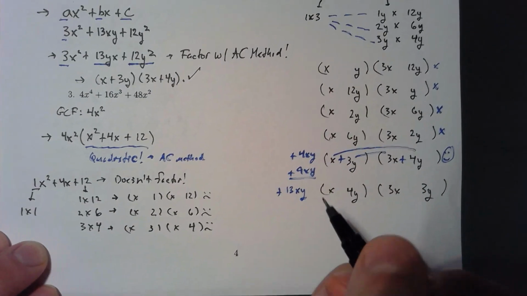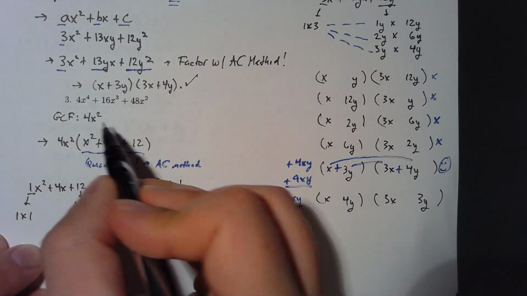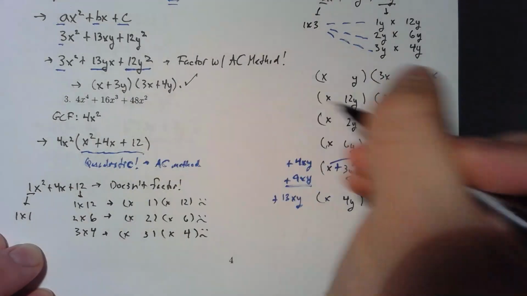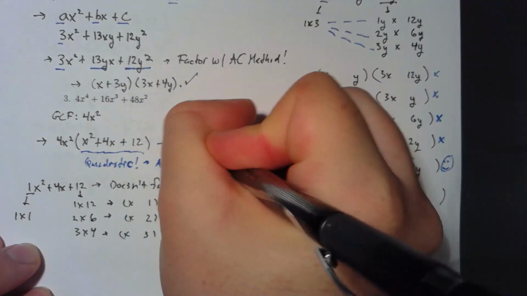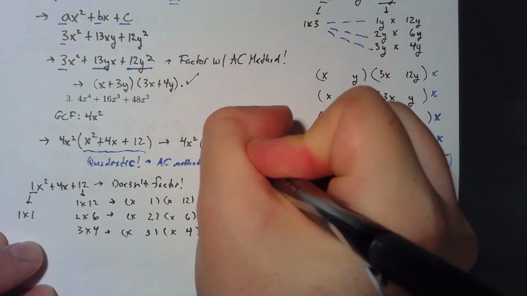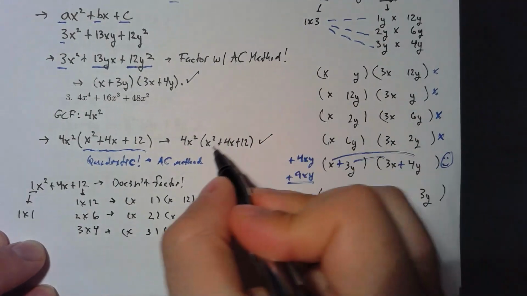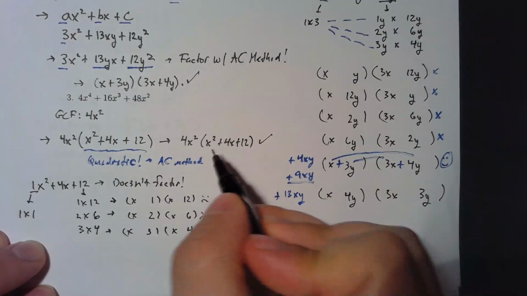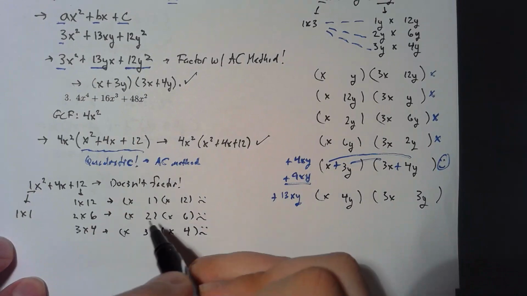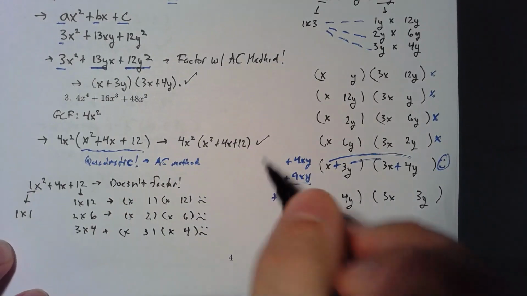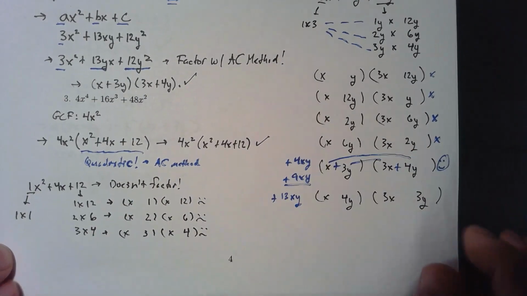So the only thing I can factor out of this is the GCF 4x squared. That's it. This is a quadratic, but it's a prime quadratic. But you still have to check to see if it factors. So since they all don't work, that's it.